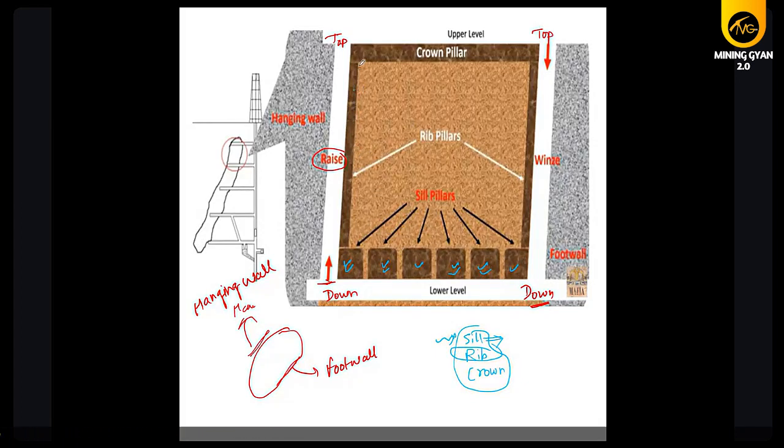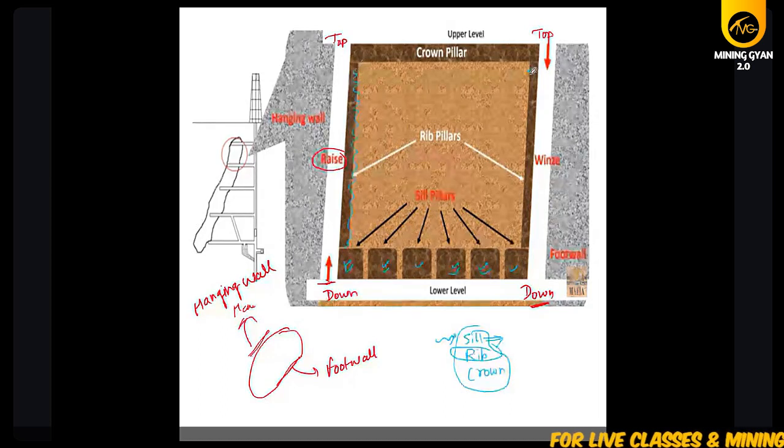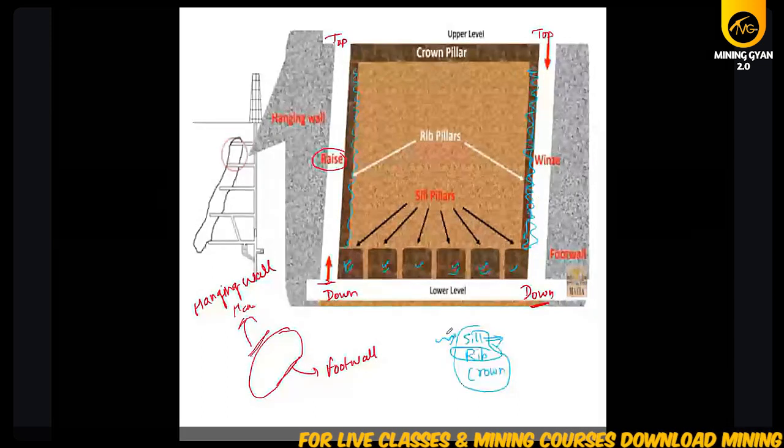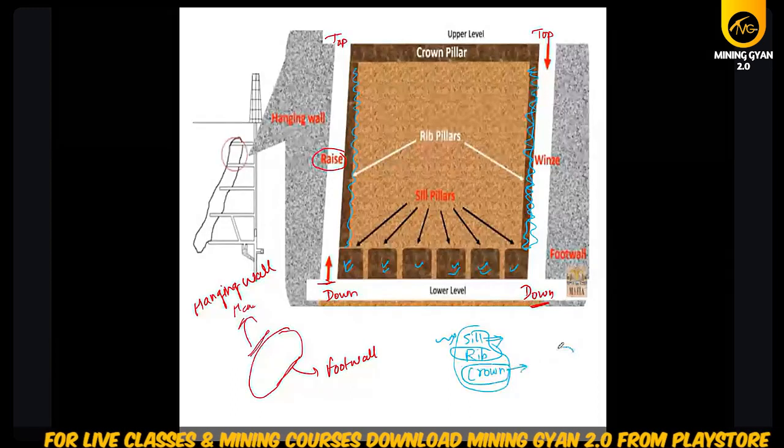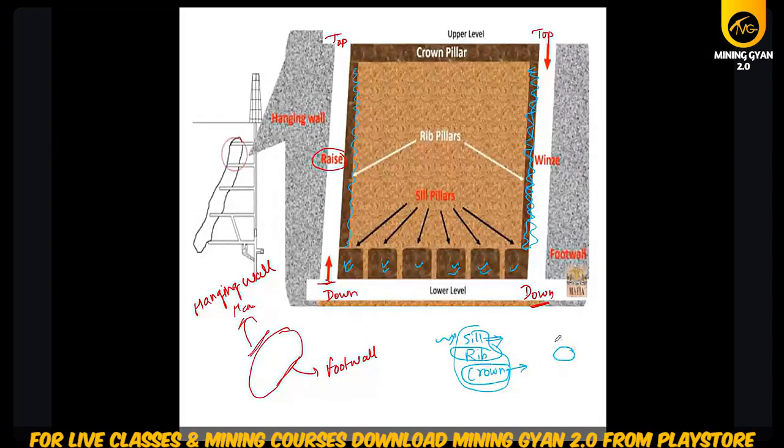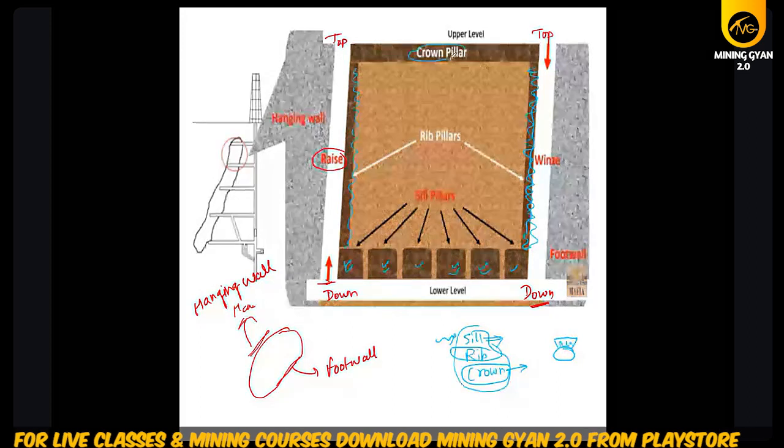these are the rib pillars. This is your rib pillar, on the side of your stope. These are the rib pillars. And crown, like a crown, there is a crown on top of a king, right, similarly this is also above our stope, so this is the crown pillar.